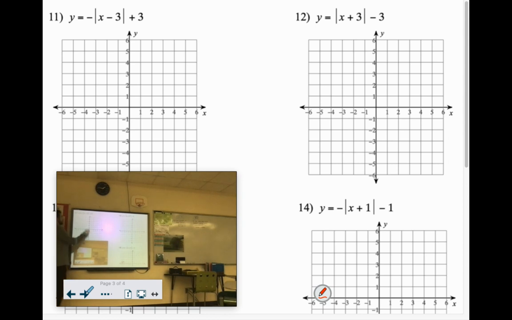Oh, wow. Minus 3, right 3. Plus 3, up 3. Right 3, up 3. And we got the negative out in front, so we should go down 1 over 1.